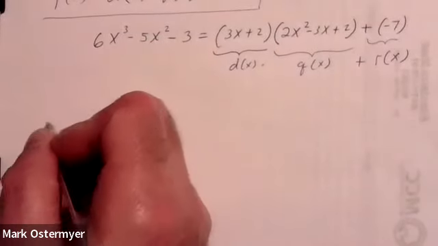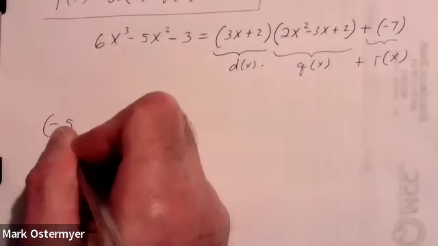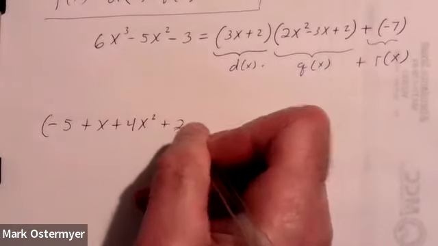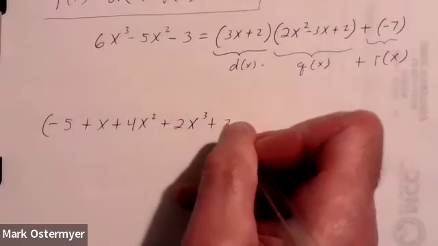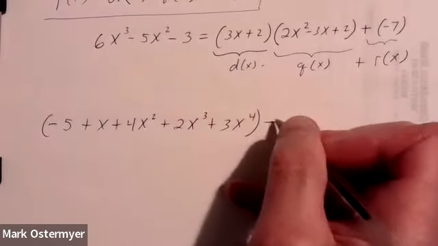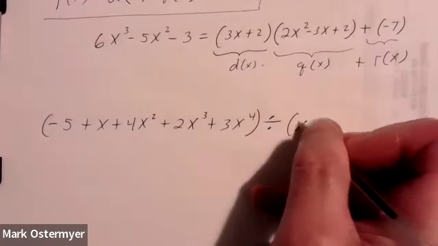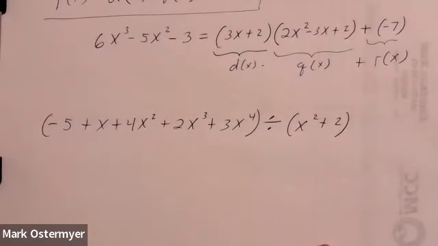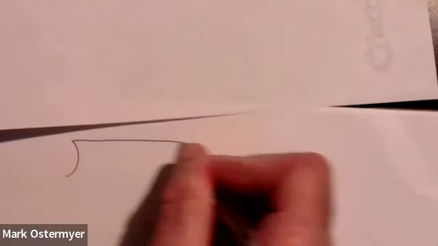Let's see if we can take negative 5 plus x plus 4x squared plus 2x cubed plus 3x to the fourth, and let's see if we can divide this by x squared plus 2. Well, we're going to do so by using long polynomial division. So put the long division bar down here. Here's my long division bar.